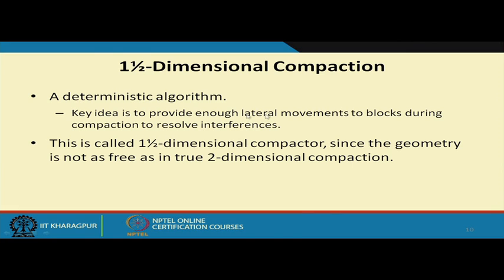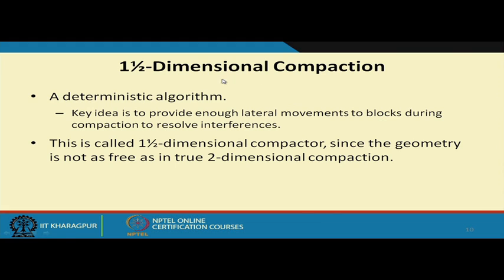Now, the idea is as follows: we are doing compaction, but during compaction we are also allowing lateral movement of the blocks. What does this mean? In a pure 1D compaction, you had a block, you just move it to the left, then another block, you move it to the left. But now, when you select a block, you are moving it to the left, but in the process you are also allowing lateral movement. You can also move a little up and then right, if that gives you a better compaction. Okay? This is the idea.